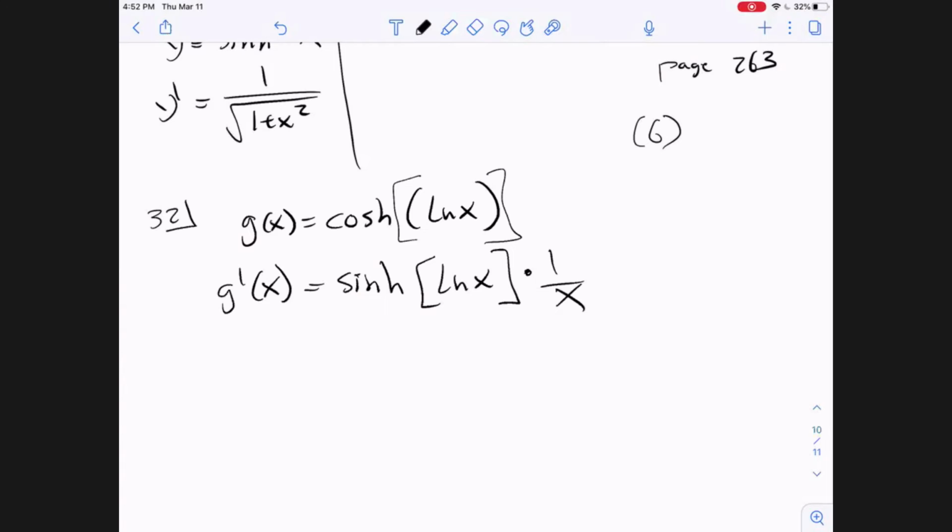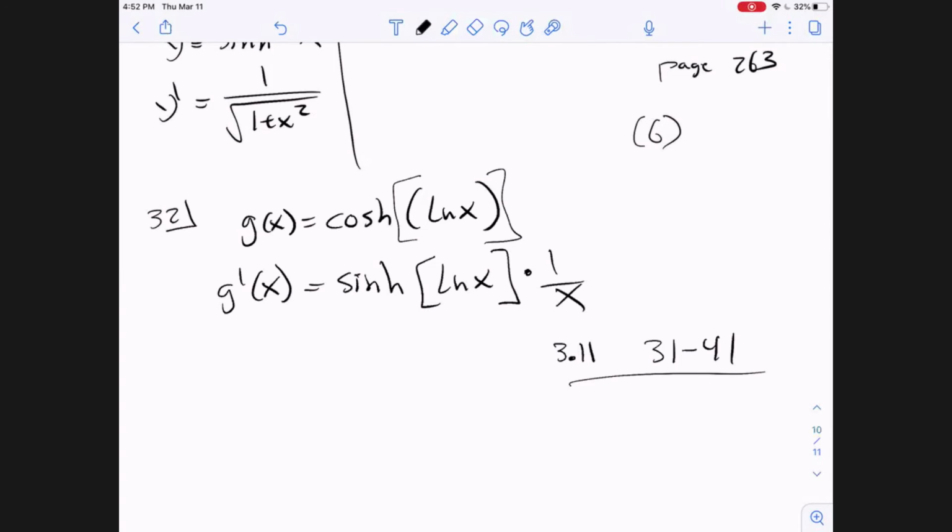So on 3.11, I didn't assign that much homework, just 31 through 41 odd, and that's it. I want you to focus more on 3.10, which is what we did the majority of today's class, and also the related rates, what we went over at the beginning. So 3.9, 3.10, 3.11, just work on those. If you're not getting the answer, we can go over it.